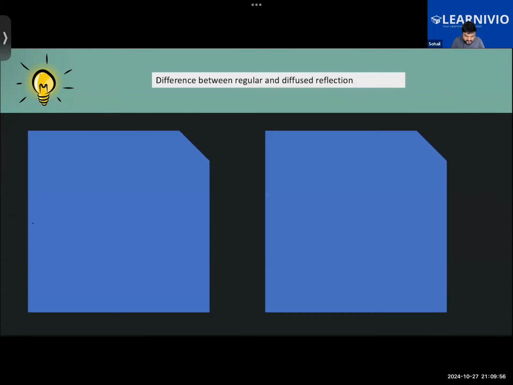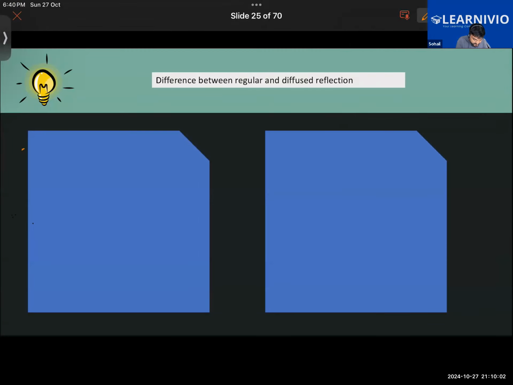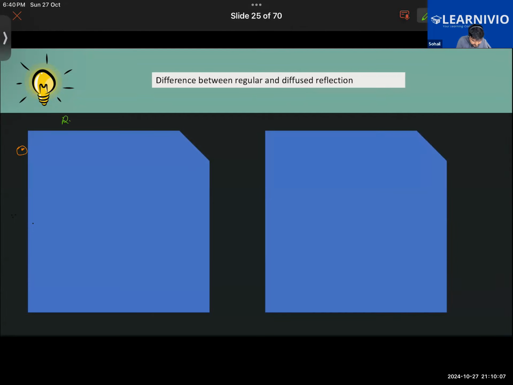So let us sum up the differences which we have learned so far. What was the first difference I told? In this case, this one will be regular or specular reflection. And here you have irregular. What is the another name of irregular reflection? Yes, Abdul, Chakrika and Gauri. Diffuse reflection. Exactly, that is diffuse reflection.